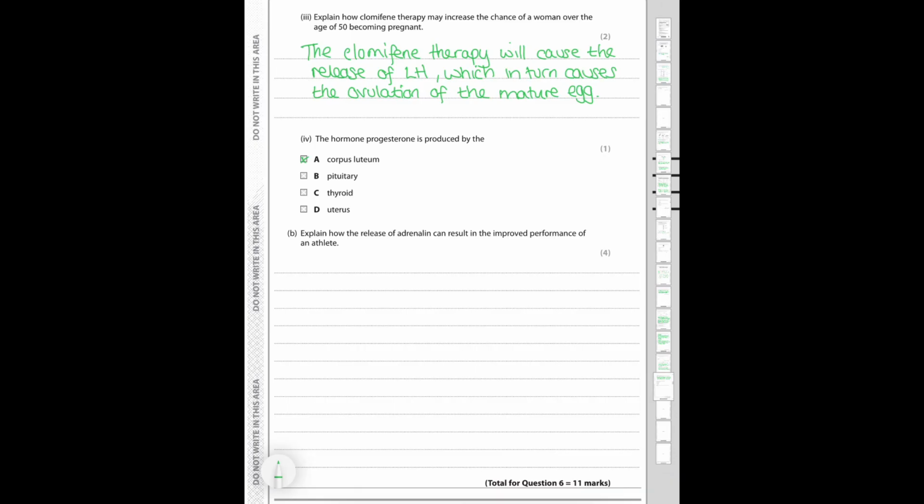And then explain how the release of adrenaline can result in the improved performance of an athlete. So, adrenaline will increase your heart rate. And if your heart rate is increased, that means there's more blood flowing around your body. If there's more blood flowing around your body, that means there's more oxygen and glucose going around your body. And if more oxygen and glucose is going around your body, you are going to respire more, and respiration will therefore release more energy.